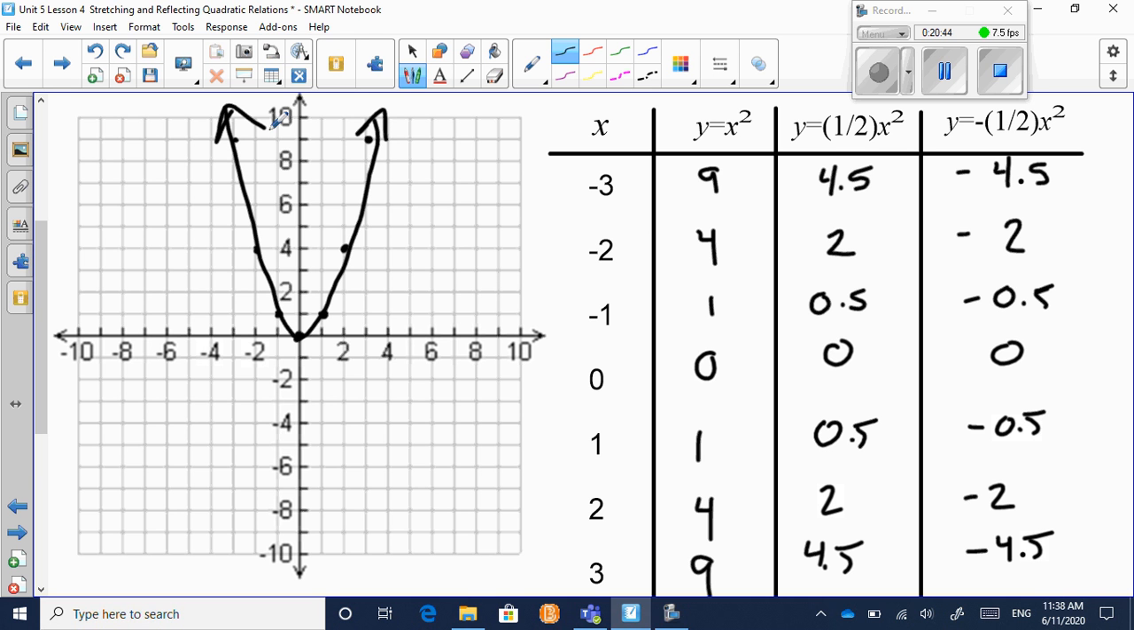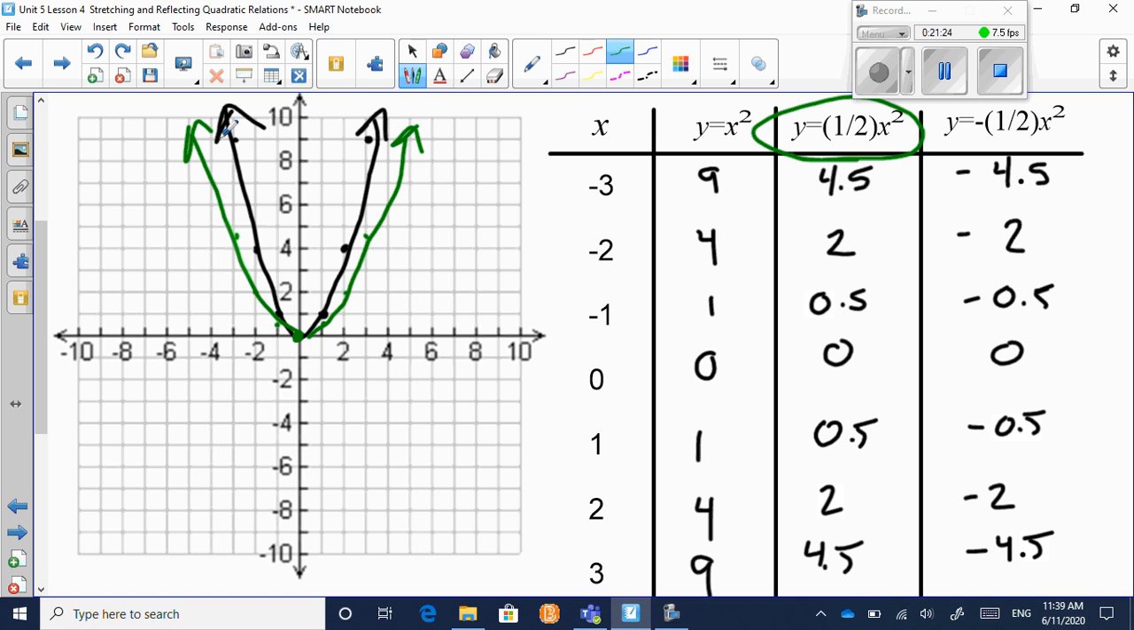Okay. If we implement the 1/2, that's this one. So that would be 0, 0. It would be at negative 1, 0.5. At negative 2, it would be at 2, and negative 3, it's at 4.5. I haven't flipped it yet. Okay, so I'll just bring those ones in. So look at this. This one is going to be wider.